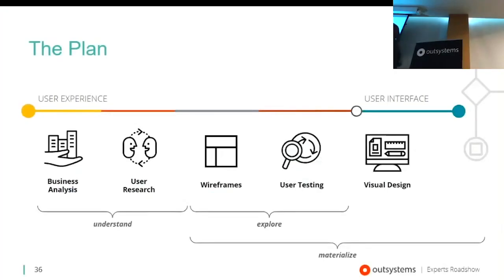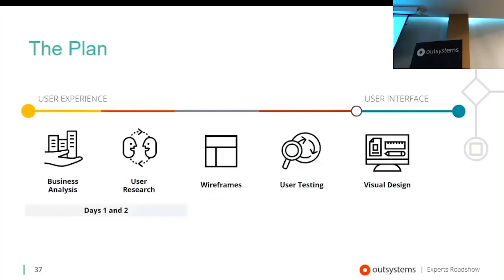Materializing is somewhere in between the wireframing and visual design, because that is the tangible thing that you would be given at the end of the service. And in terms of days, usually the first two steps take place in day 1 and day 2. Wireframing and user testing happens in day 3 and day 4. And if you remember that I mentioned that this is an iterative process, so we continue to do it on day 5, 6, and 7.